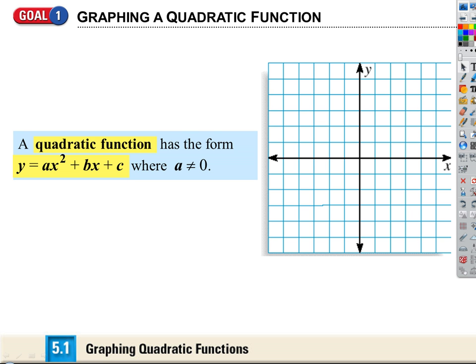So you're gonna be working with graphs. Lots of graphs all here. Big part of algebra.